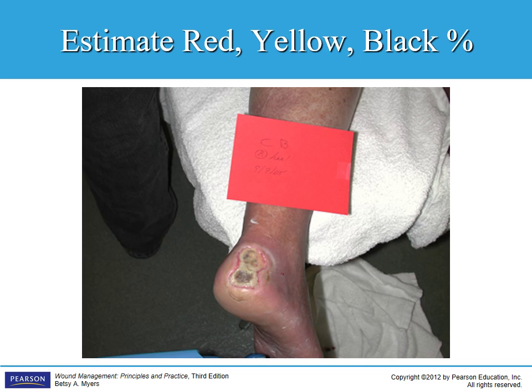Now, I will tell you that this is obviously a subjective thing, but if you were to look at this wound and I asked you to estimate the red, yellow, and black percentage, if you told me that it was 50% red, I'm going to have a problem with that. So within reason, this is subjective, but there's also a reasonable estimation.